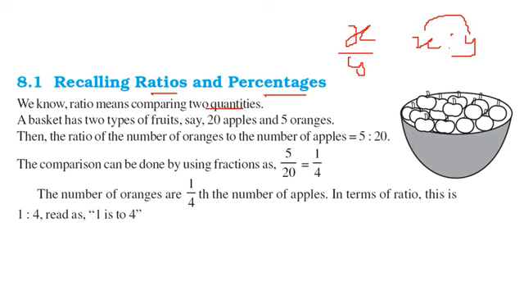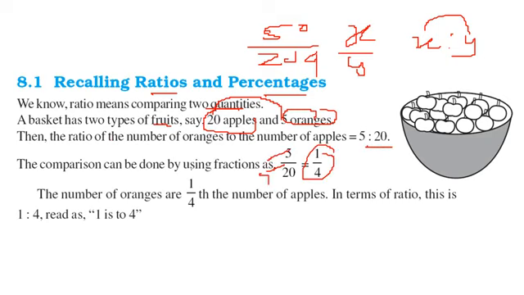A basket has two types of fruit, say 20 apples and 5 oranges. The ratio of the number of oranges to the number of apples is 5 is to 20. So 5 oranges in ratio with 20 apples. The comparison can be done like this: 5 by 20, 5 fours are 20, so 1 by 4. So you can say that the number of oranges is 1/4 of the number of apples. In terms of ratio, you can just write 1 is to 4.